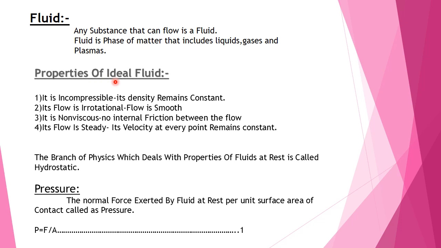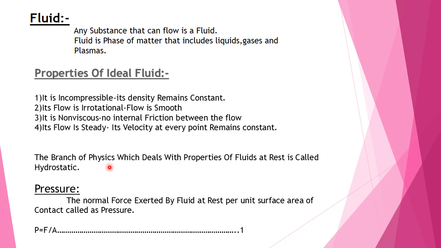So, the properties of the ideal fluid are as follows. If the fluid is incompressible, its density remains constant. If its flow is irrotational, then the flow is called smooth flow. If the fluid is non-viscous, then there is no internal friction in the flow of the fluid. Fourth, if the fluid flow is steady, it means that the velocity at every point remains constant.